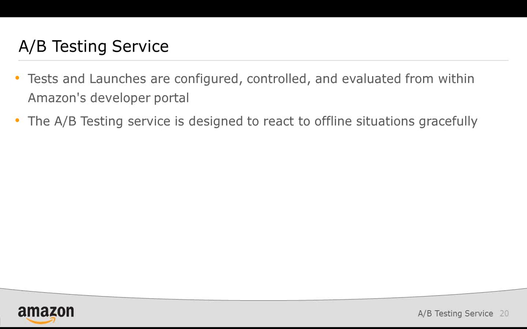So, as I mentioned, you will use the Amazon developer portal to configure your experiment, but you don't have to publish your application there. The A/B testing service handles offline situations gracefully in that it will default to a hard-coded variation if a device cannot obtain a connection to the service. It'll also fall back to the most recent A/B variation received depending on the situation. So if it was able to make a connection in the past, then it will use the previous variation. And then it will batch all the data until the device can actually connect to the back-end service.